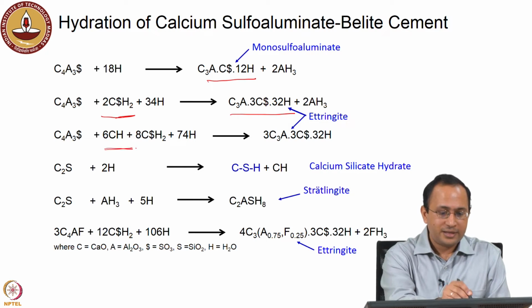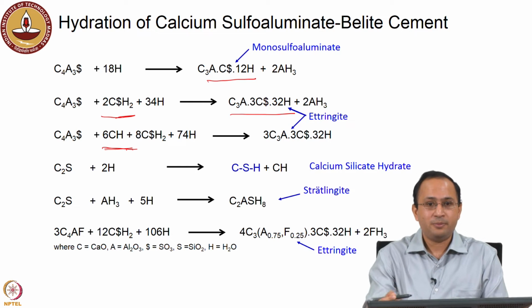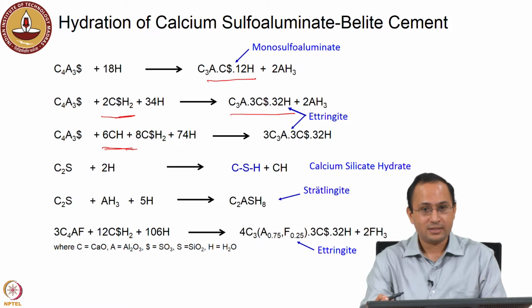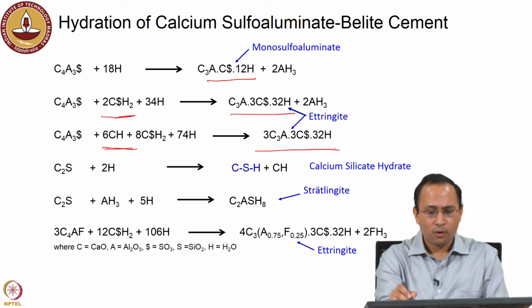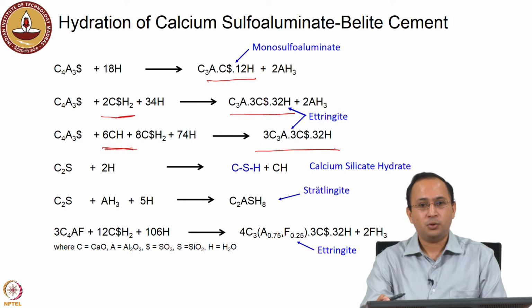Now, when there is enough lime in the system, which may be the case when you have enough C2S in CSA cement, or when it is used with Portland cement, which we will see later in a few slides, you have only ettringite forming. So, no aluminum hydroxide.